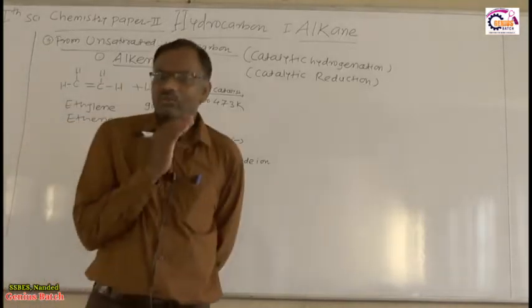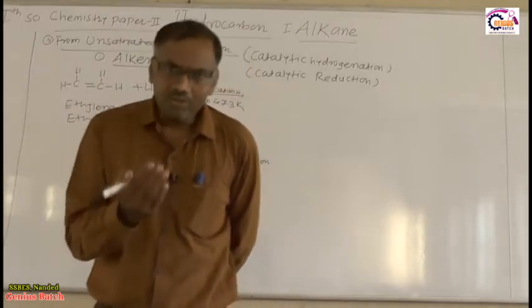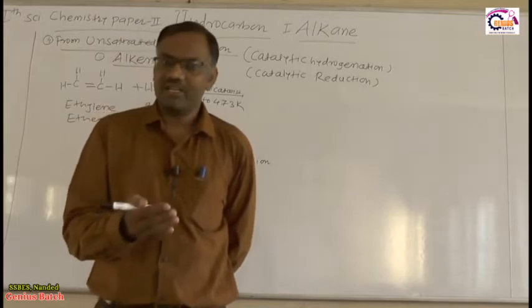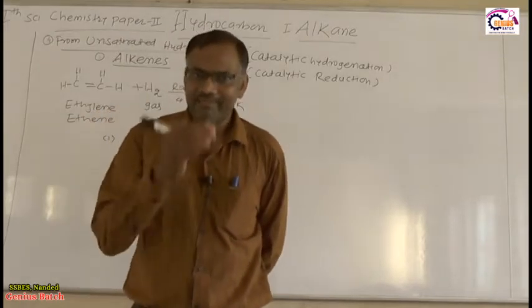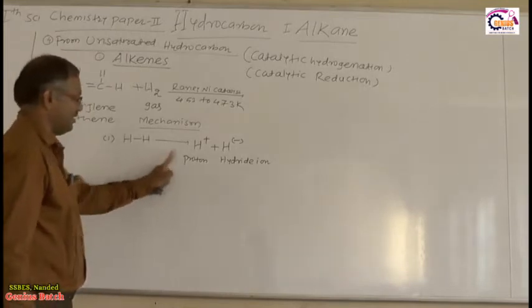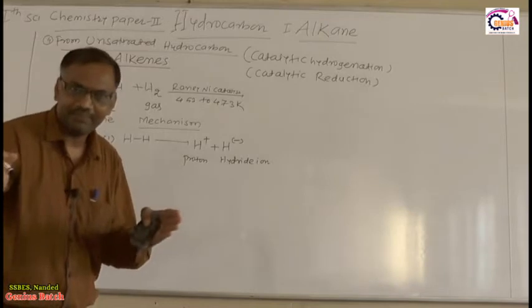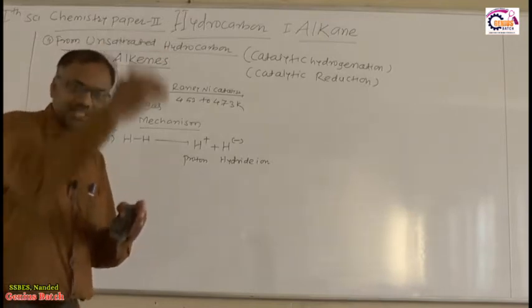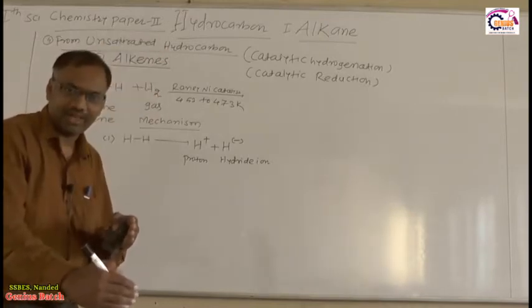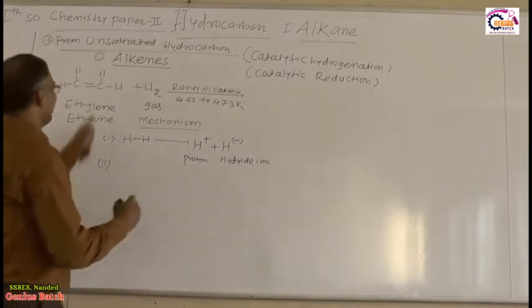Do you know what is meant by mechanism? Yesterday I already told you that the minute steps involved in a chemical reaction are called the mechanism. So this hydrogen molecule is ionized to produce the proton and hydride ion. This is one minute step. The minute steps involved in the chemical reaction are called the mechanism. So this is the first step. Now what do we have in the second step?